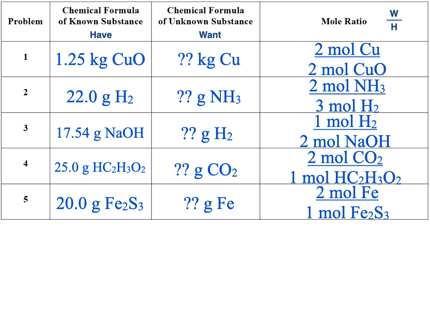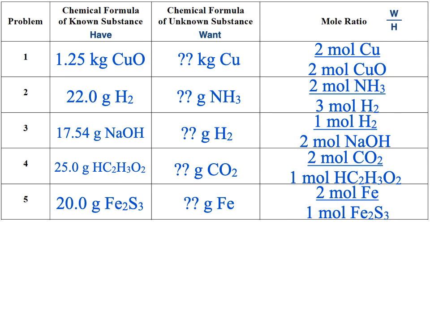The next one, we have 17.54 grams of sodium hydroxide. We want grams of hydrogen. So on the top, I'm going to put my 1 mole of hydrogen from the balanced equation. On the bottom, 2 moles of NaOH. But once again, you'll notice on the top, I have 1 times 2 is 2 moles, and on the bottom, I have 2 times 1 is 2 moles.